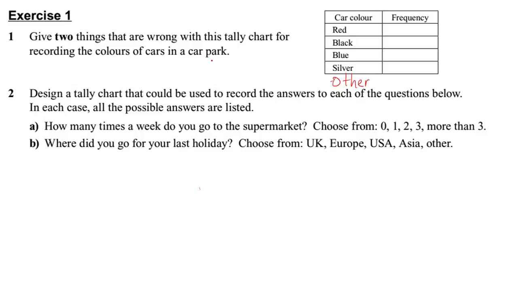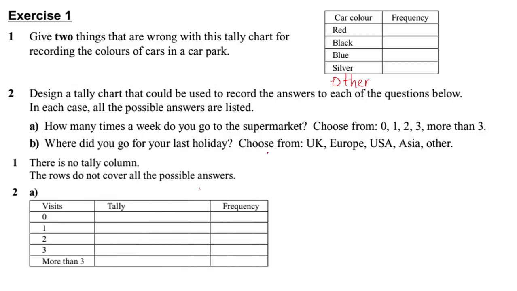Okay. Right. So question 2, design a tally chart that could be used to record the answers to each of the questions below. In each case, all the possible answers are listed. How many times a week do you go to the supermarket? There's 0, 1, 2, 3, and more than 3. So you're going to have three columns again. The first column would be on these numbers. 0 means that the person doesn't go, 1 means once, and so on. Okay. The second column would be tally, and then the third one will be frequency.